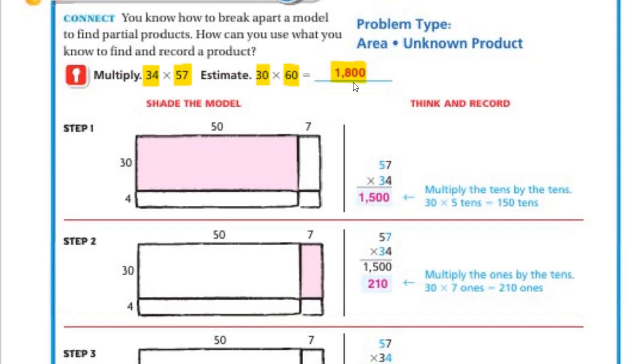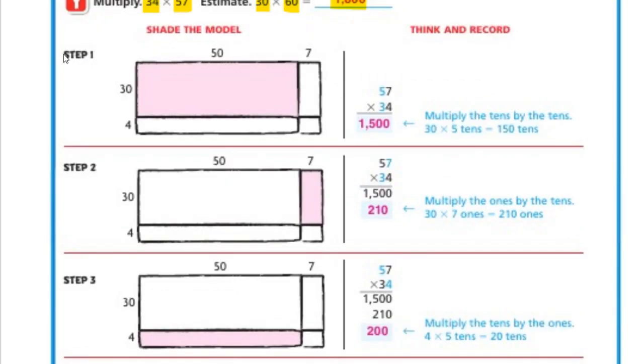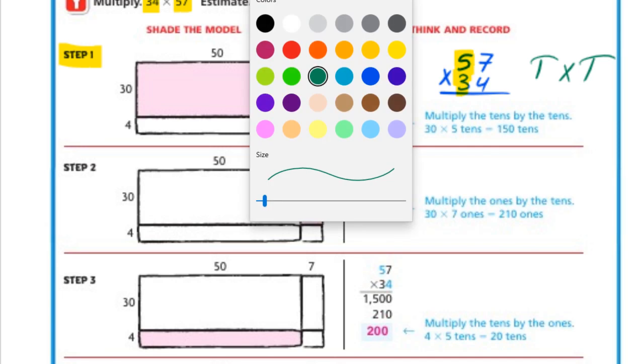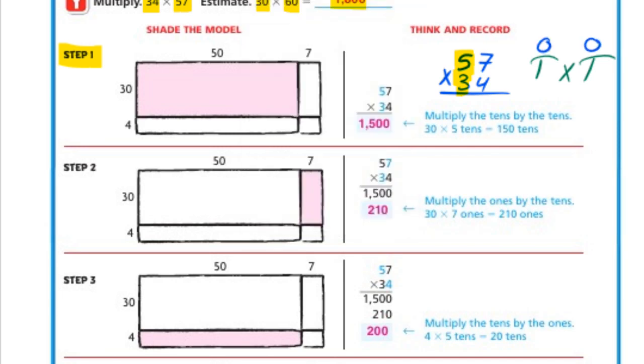Now, let's learn how to get the exact answer using partial products. Okay, step 1, let's multiply the tens. Let's rewrite it here: 57 multiplied by 34. Now we're going to multiply the tens place, so tens by tens. In the tens place, we have 10 and 10, right? So let's put the two zeros the same, like you see here, and multiply as usual. 5 multiplied by 3 equals 15. So that's our answer. That's the first partial product.